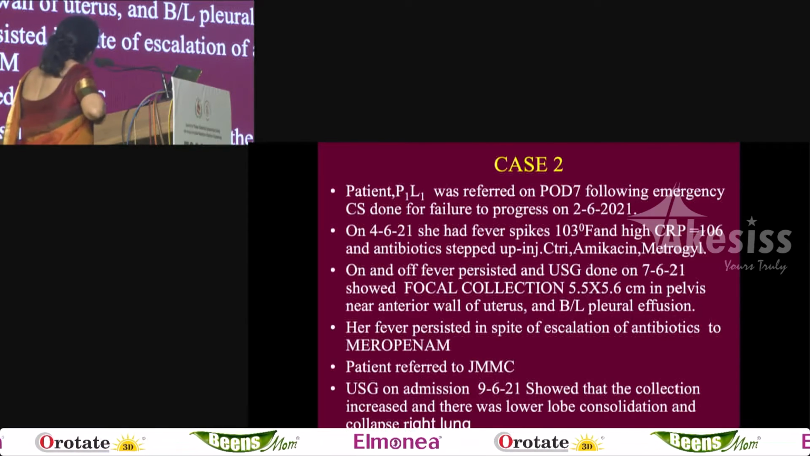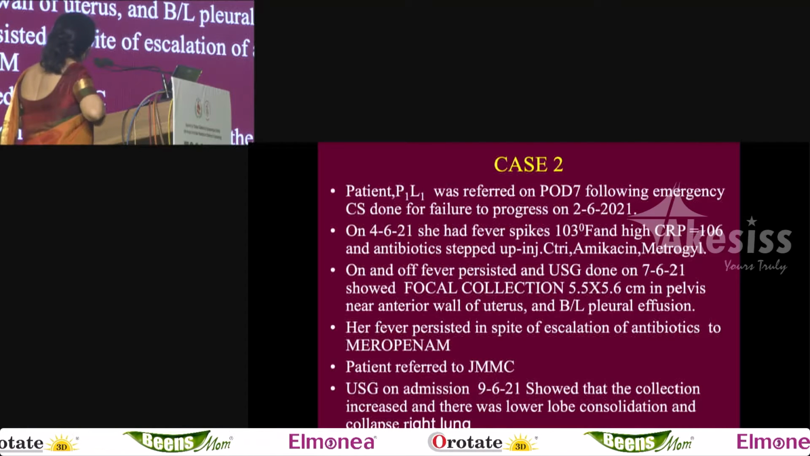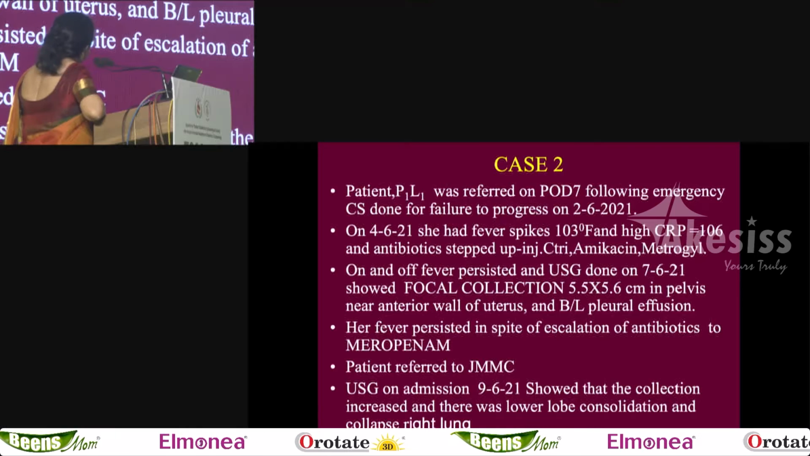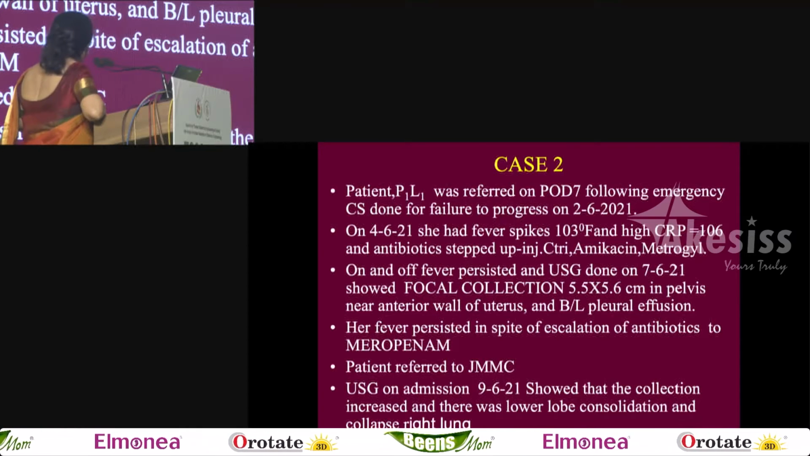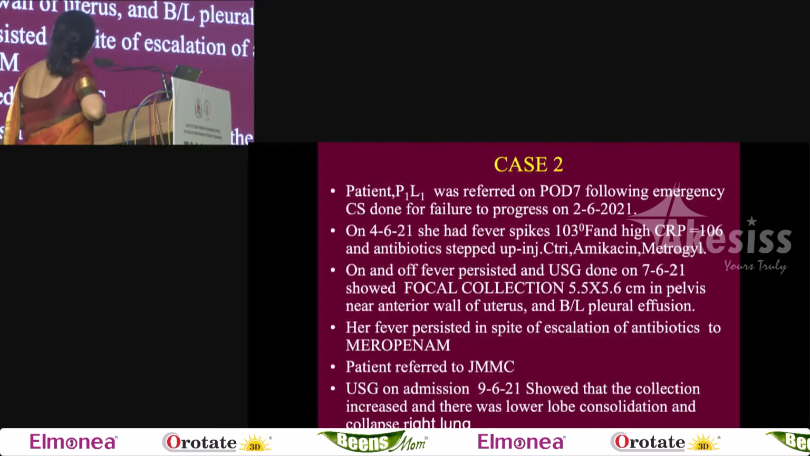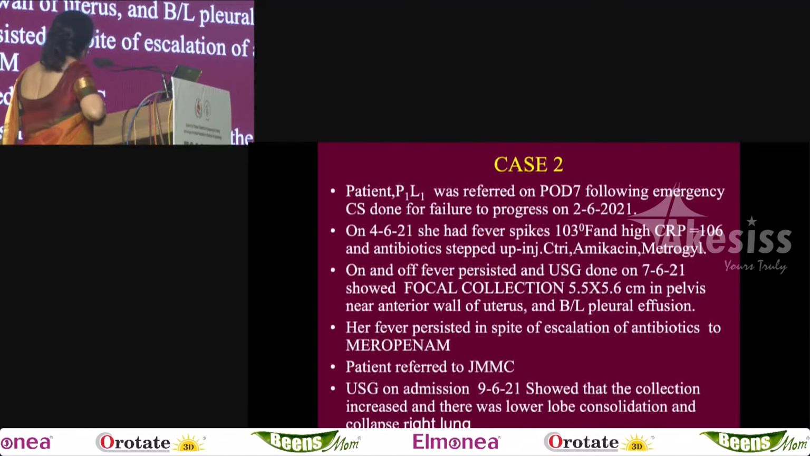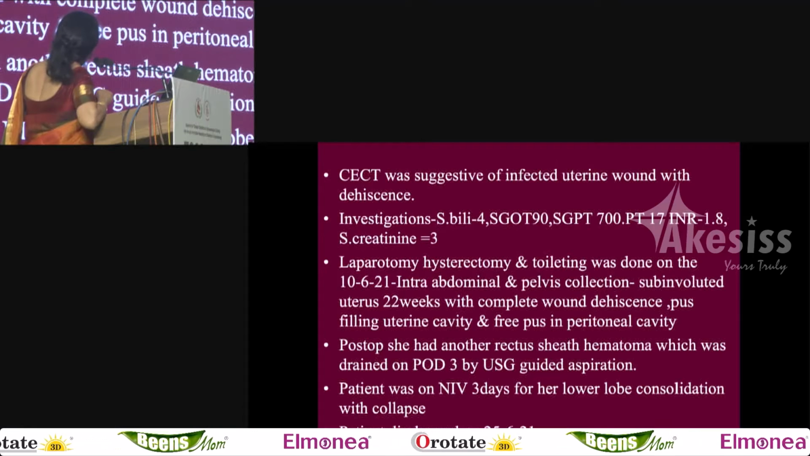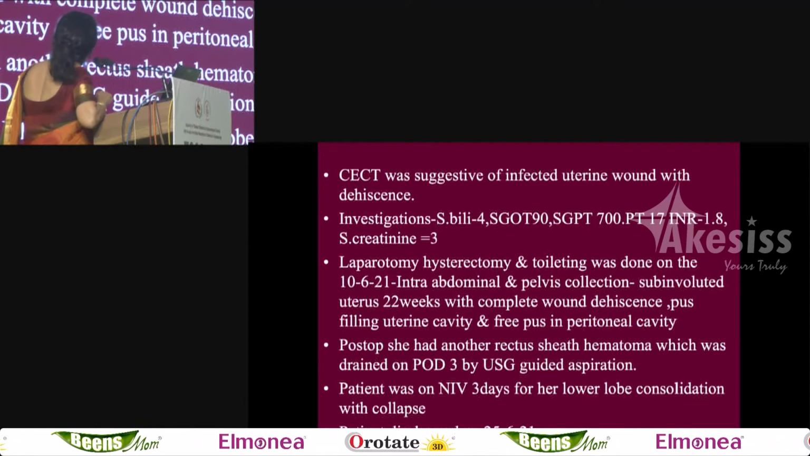So they have done a lot of good things. The ultrasound on admission was 9.6. It showed that the collection had increased, and there was lower lobe consolidation and a collapse of the right lung. This was on the 9th, that means 5 days after that she has been referred. A CECT was suggested, and it shows findings suggestive of an infected uterine wound with dehiscence.